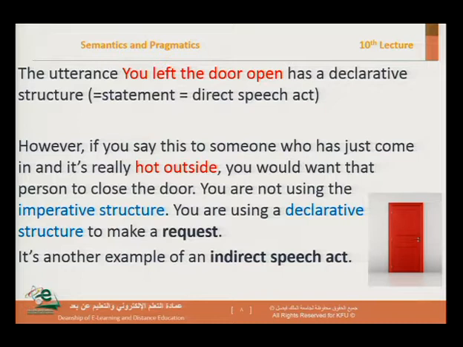You left the door open, right? Or, for example, you're leaving the house and someone would say, "You forgot your key." That means go, please, and get your key so you can enter the house. It's a declarative structure that's supposed to function as a statement, but it was understood as an indirect speech act to go and grab your keys. So it was a kind of request. Okay, so this is basically another example of the indirect speech act.